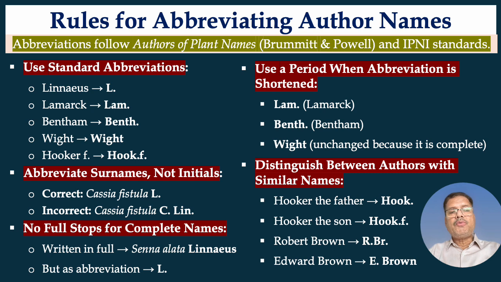Finally, to avoid confusion when authors share a surname, distinguishing markers are added, such as Hook. for William Hooker, Hook.f. for his son Joseph Hooker, and similarly R.Br. for Robert Brown and E.Brown for Edward Brown. This system ensures clarity, consistency, and precision in botanical naming.